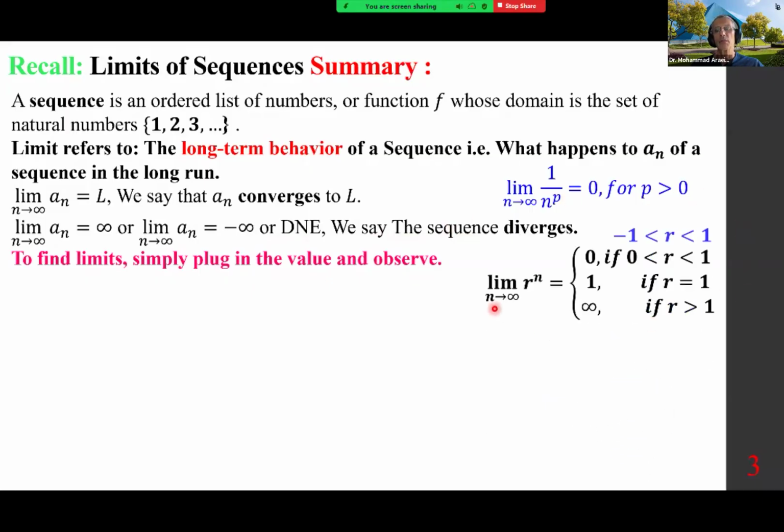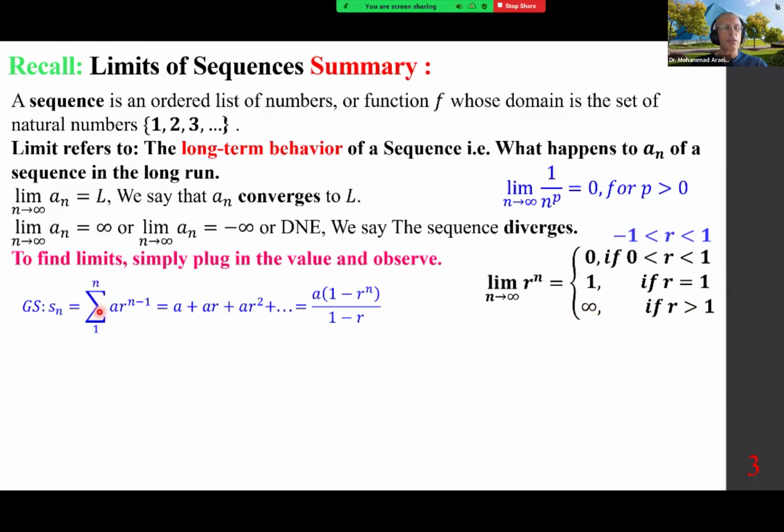These are a couple of theorems we discussed. The limit of 1 over n to the power of p as n approaches infinity is 0 for p larger than 0. Meaning, when the denominator gets larger and larger, a fraction gets closer and closer to 0. The limit of r to the power of n as n approaches infinity depends on the value of r. If the base is somewhere between -1 and 1, the answer is 0. If it's 1, it's 1. And if it's larger than 1, it becomes infinity.